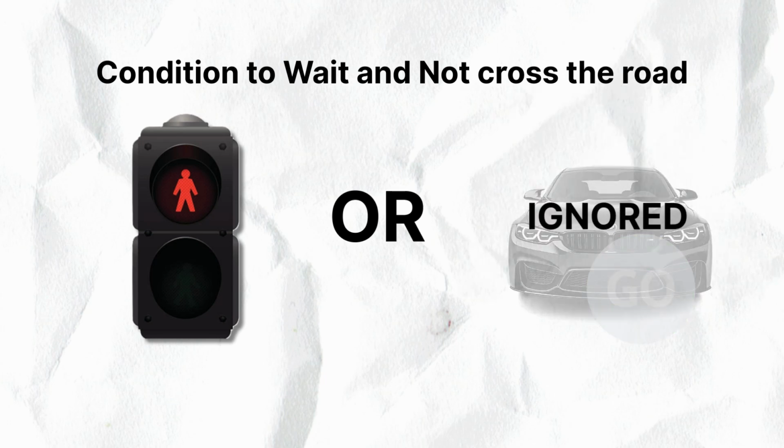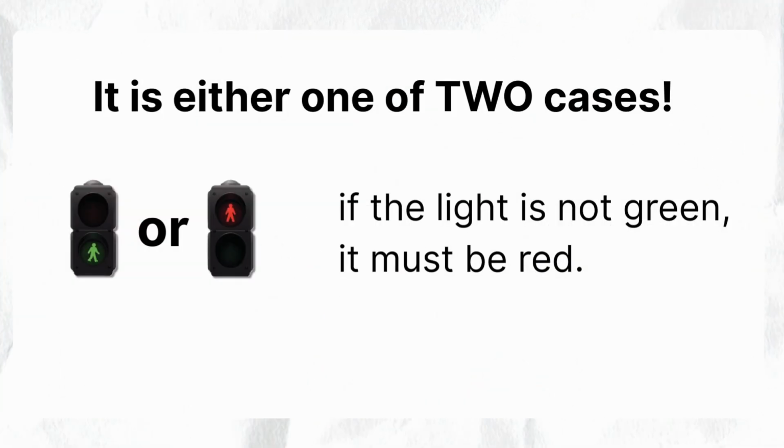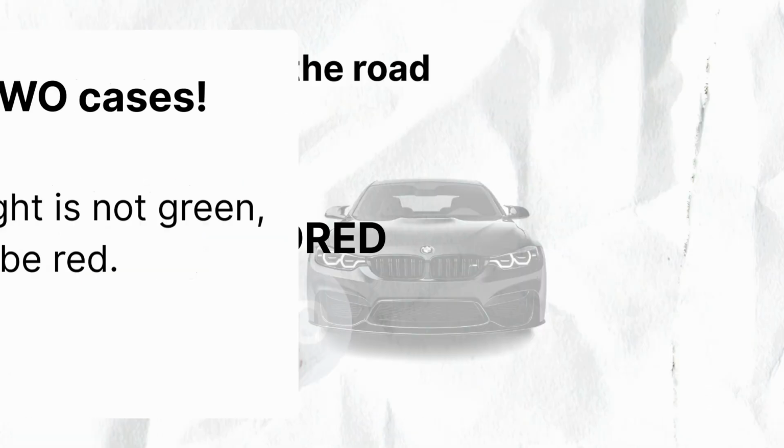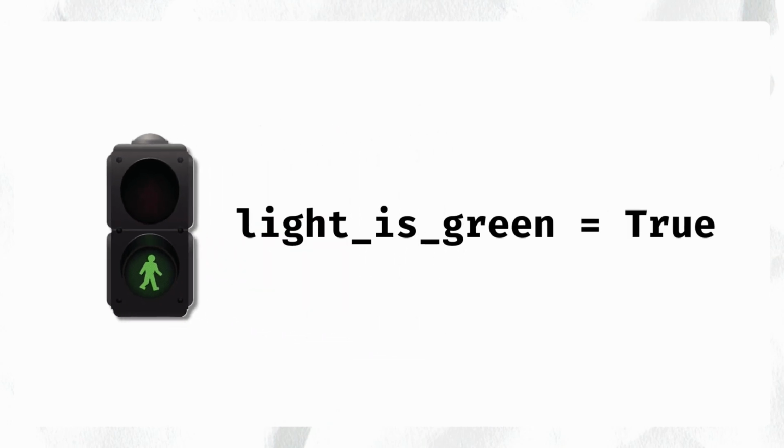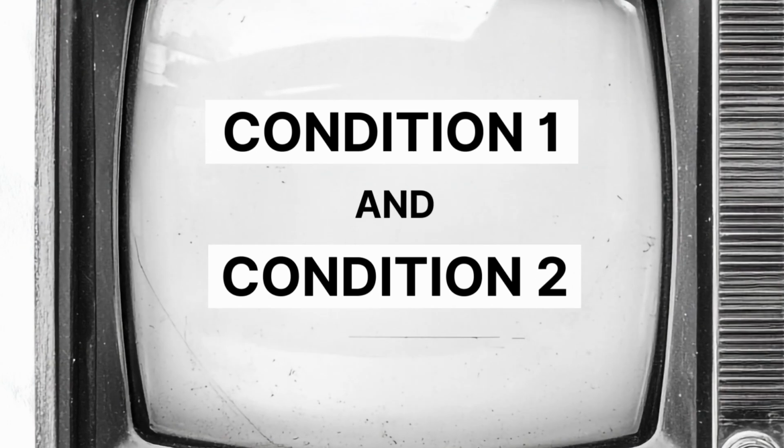You stop right there. About the signal of the traffic light, there only exist two cases. Either it's green or red. If the light is not green, then it must be red. Thus, if we use Boolean to represent the status of the traffic light, light_is_green is true when the light is green, it is false when it's not green. It's red.